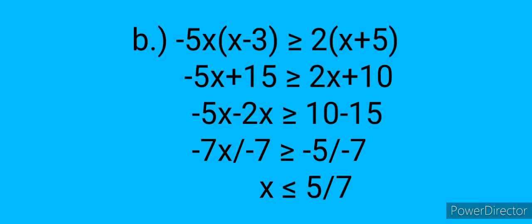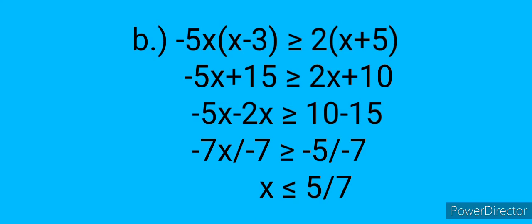Next example, solve the following inequality again. I'm just going to do a distribution here, and I get -5x plus 15 greater than or equal to 2x plus 10. I'm going to bring 2x over. Let's make it -5x minus 2x, and I get greater than or equal to 10 minus 15. I brought the 15 over in the same step. Simplifying, I get -7x greater than or equal to -5.